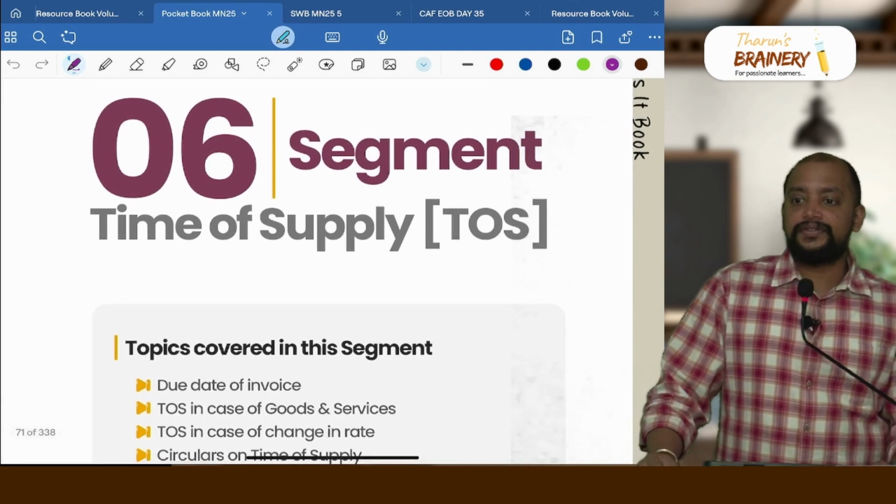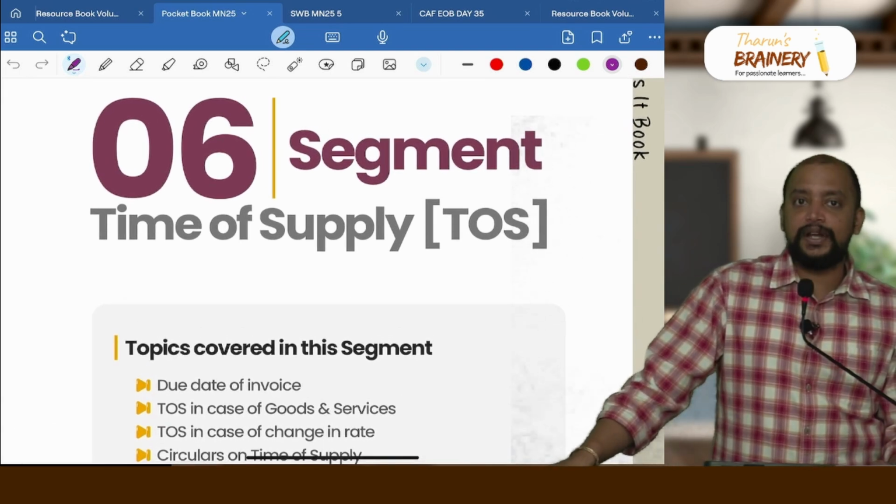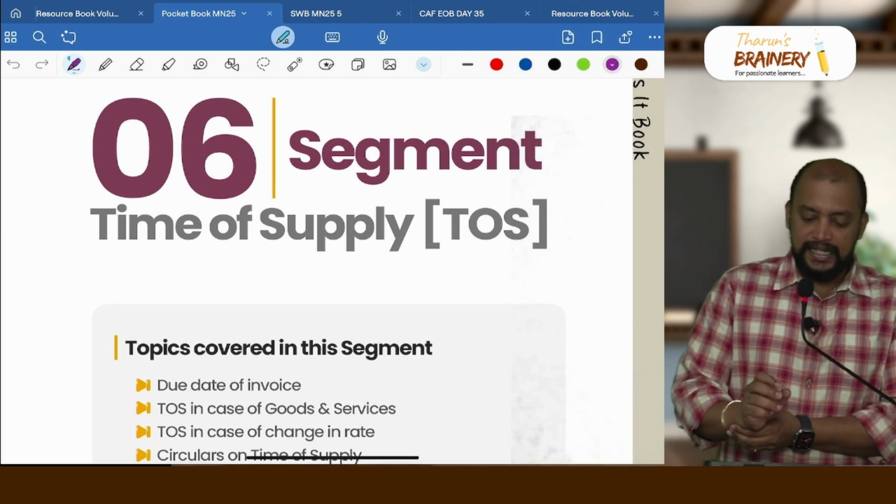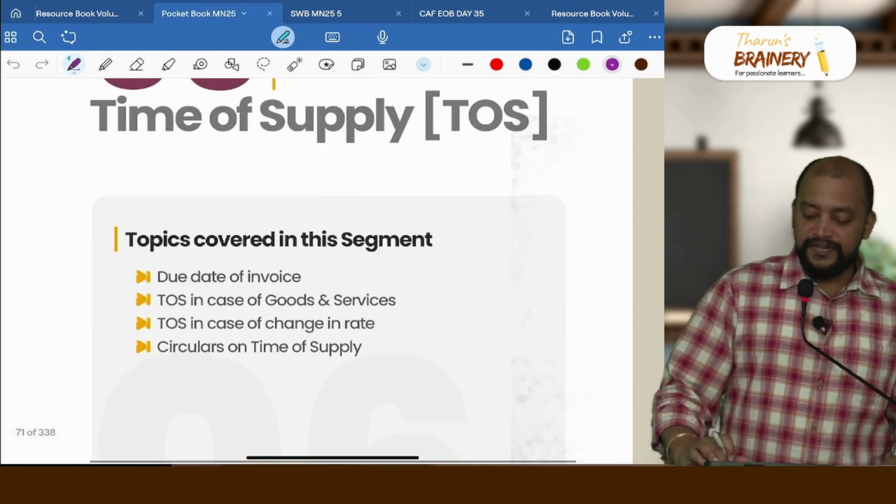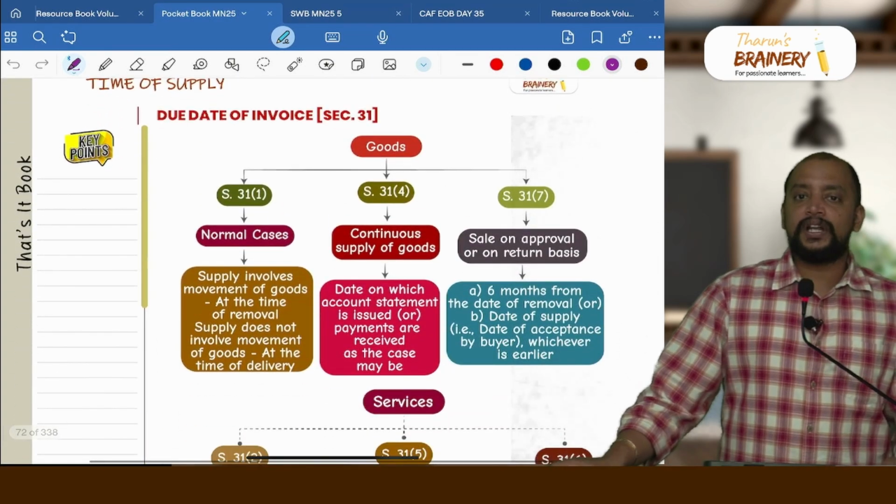So this week we have 3 chapters, that is time of supply, composition scheme and value of supply. So look into time of supply, segment 6. In this time of supply chapter we have a total of 4 sections.